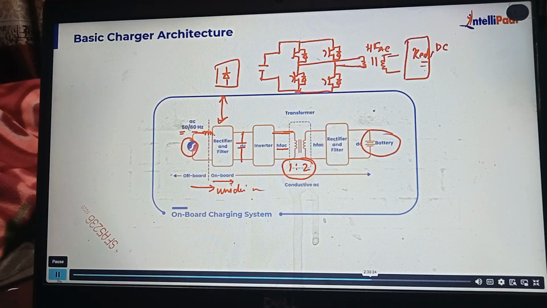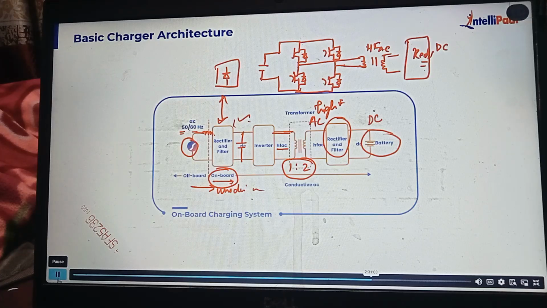So in case of this type of onboard charger, after this rectifier, what you can realize is that these things are common. We have an inverter and we have a rectifier, and this rectifier again is converting this high frequency AC into DC. So both ways, we have onboard or offboard charger.